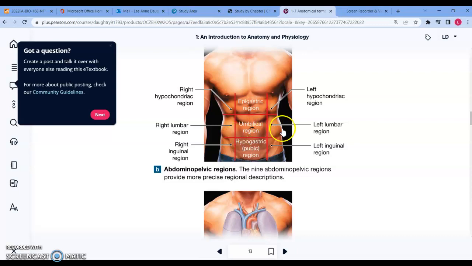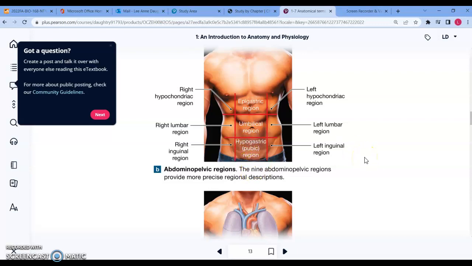Let's move over to the left, and you have the same ones on the left that you have on the right. So you have the left hypochondriac region, the left lumbar region, and the left inguinal region. So we could say that the left inguinal region in comparison to the umbilical region would be inferior and lateral. So what about the hypogastric in relation to the left inguinal region? We would say that the hypogastric is medial to the left inguinal region. It's medial because it's toward the midline of the body.